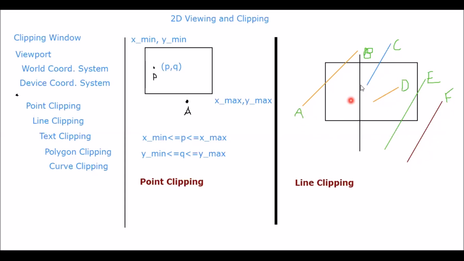Then A, B, C, and E. Now these are the intersecting lines. Some portion of these lines is within the clip window and another portion of the line is not in the clip window. So if we apply this clipping, what will happen?